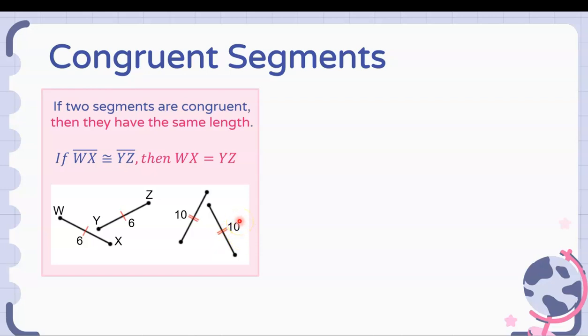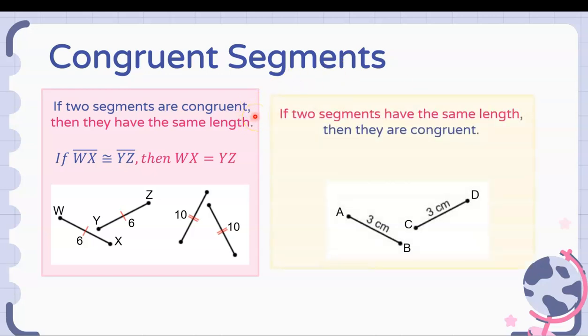Now, on the other hand, we can take this statement and flip it around. Here we're saying if they're congruent, then they're the same length. But I can flip it and say it backwards. I can say if they have the same length, then they're congruent. That is also true.